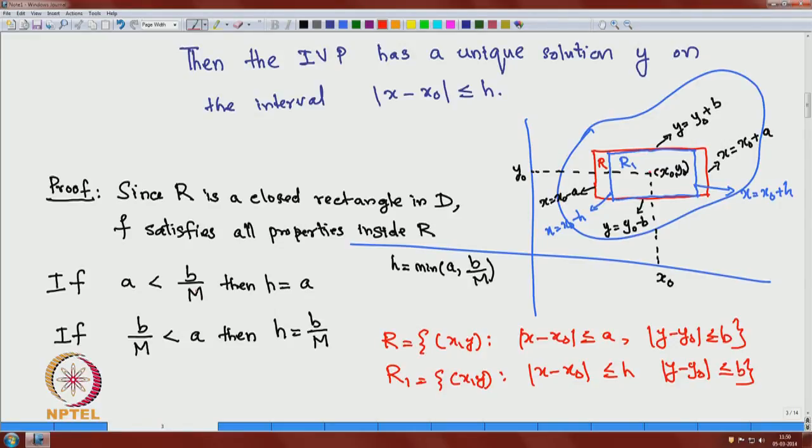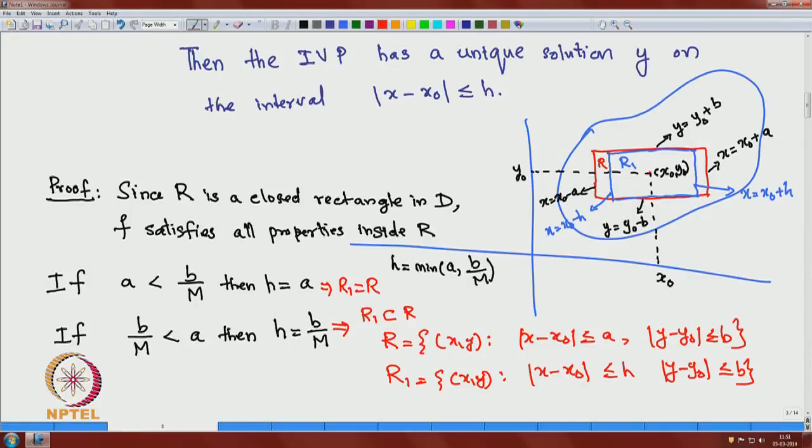So if A is less than B by M, then these two rectangles coincide. Okay, in this case, R1 is same as R. If A is greater than B by M, in this case, we will see that R1 comes inside R.